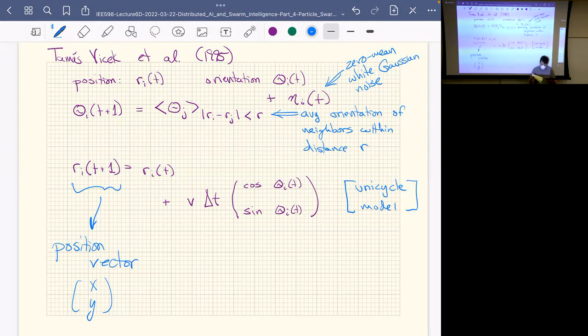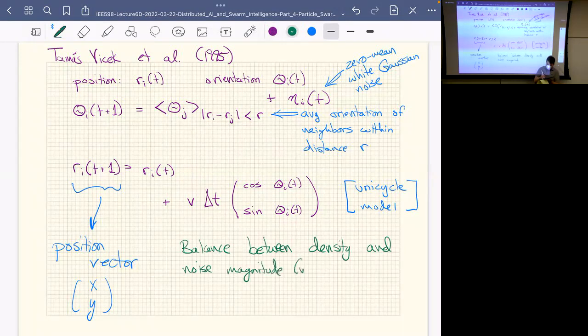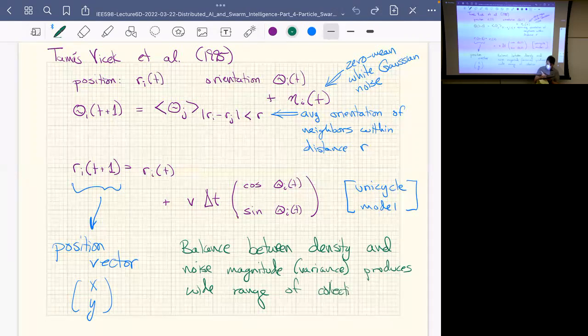And so this, taken together, the balance between density and noise magnitude, so I can call that, maybe I'll just say variance, produces a wide range of collective motion patterns.